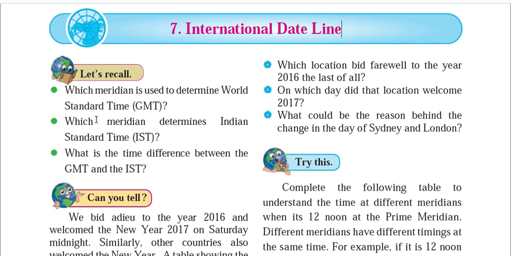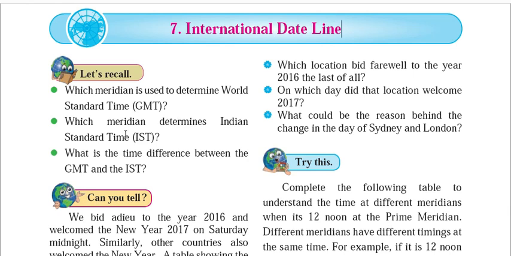There are some questions before we start our topic. Which meridian is used to determine the world standard time? That is the GMT, the global meridian. So what is this world standard time? It is the 0 degree prime meridian. That particular meridian passes through Greenwich, which is a town located in London city of the United Kingdom, right? That is considered the meridian to determine the world standard time.